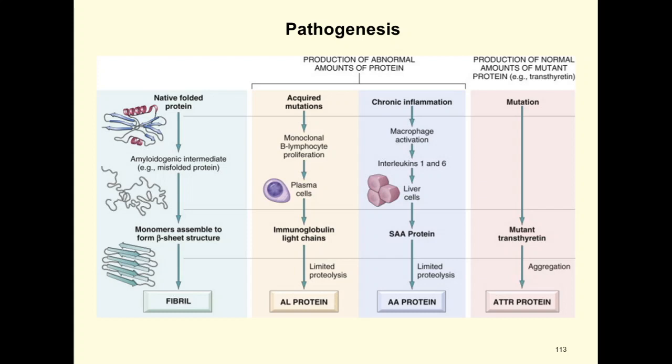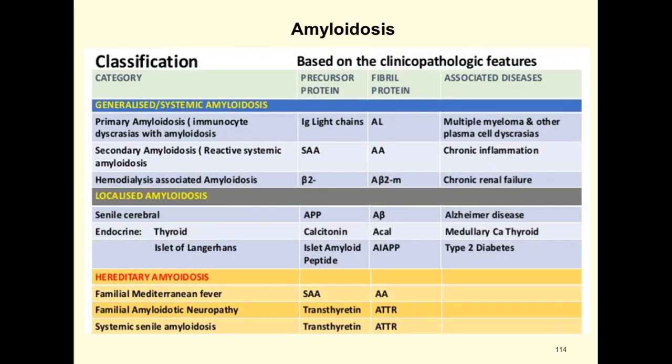It is known that beta-2 microglobulin and some prion protein aggregations could also be considered as amyloid. Anyway, for you, the most important thing to remember is about these types and the main classification of amyloidosis. First of all, it could be general or systemic, localized, or so-called hereditary amyloidosis.